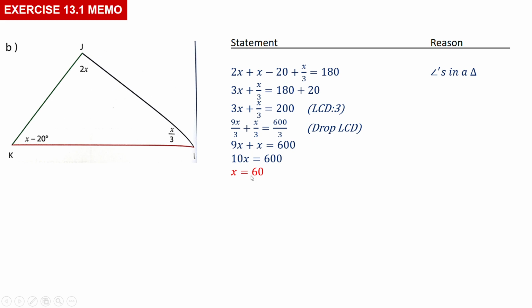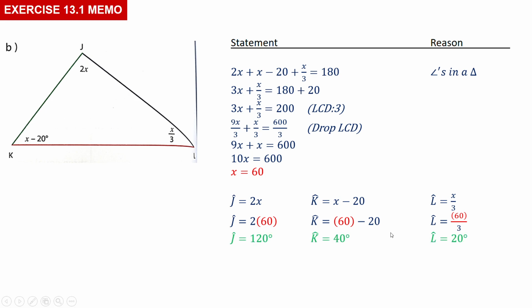Now for the classification. These are all my angles. J is 2x, k is x minus 20. So wherever there's an x, I'm going to substitute in a 60 now. So that's what I've got. 2 times 60, so that should be 120. 60 minus 20, that'll give me 40. And then the last one here, 60 divided by 3 will give me 20. So all my angles are different. There's nothing special about this triangle. So it's just a scalene triangle.